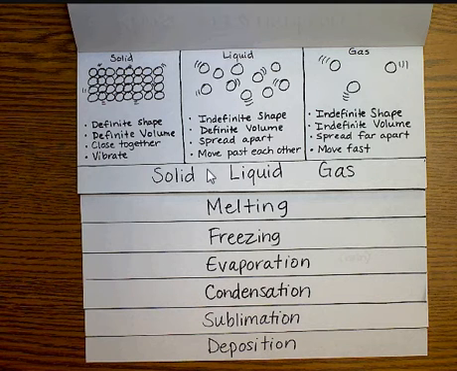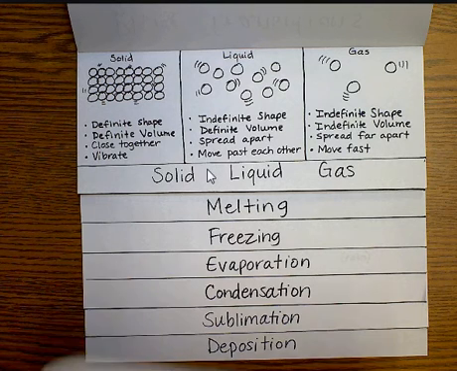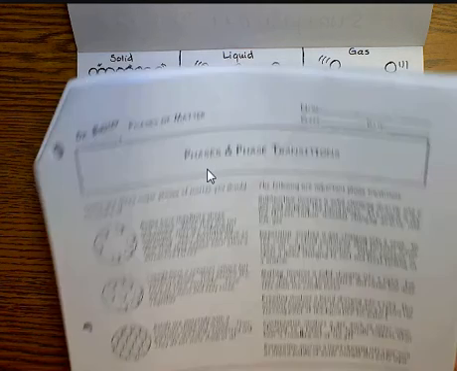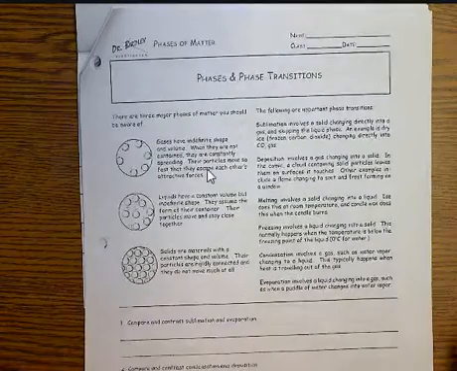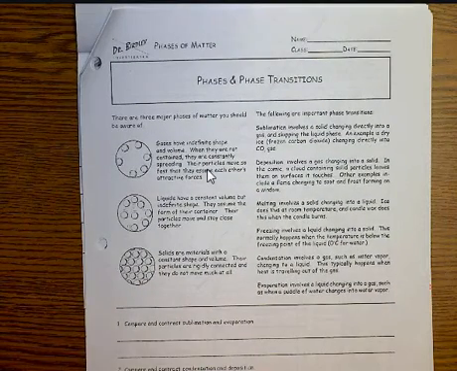After you're done with that, you are going to read the descriptions on page 9 for each of the phases. So gases have indefinite shape and volume. When they are not contained, they are constantly spreading. Their particles move so fast that they escape each other's attractive forces.